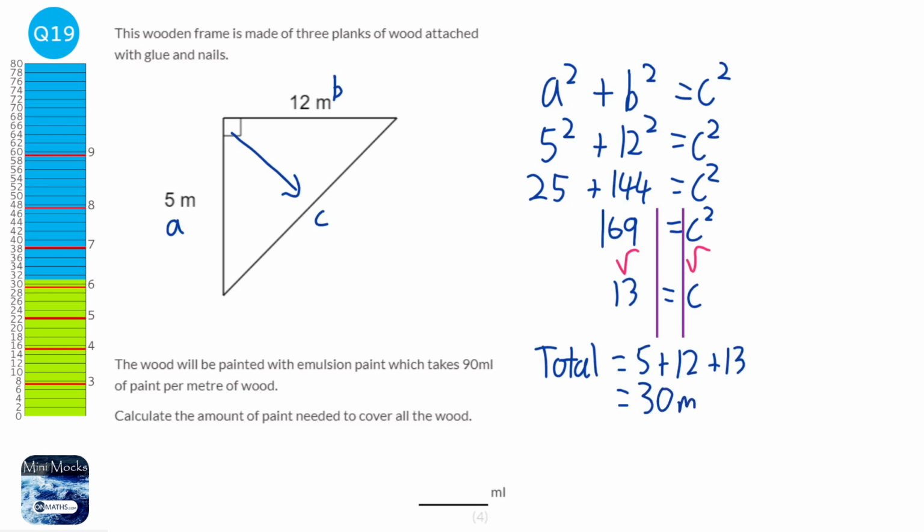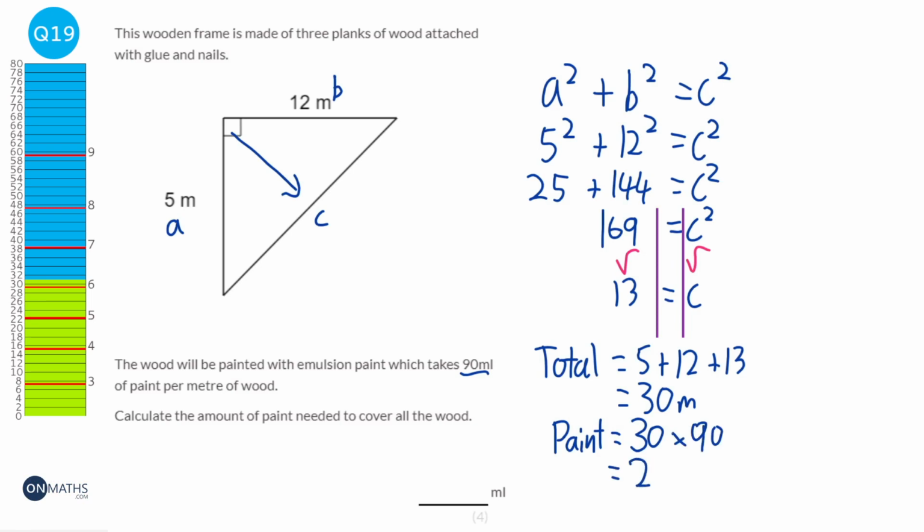Now it does say that we need 90 milliliters of paint per meter of wood. So the amount of paint needed is going to be the 30, because that's the total distance, times the 90, because we need 90 for every metre of paint. 3 times 9 is 27, and then put the 2 zeros at the end. So the answer is 2,700 millilitres.